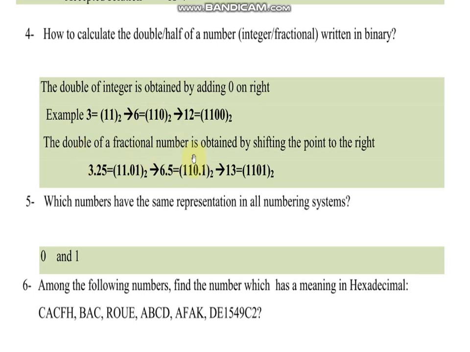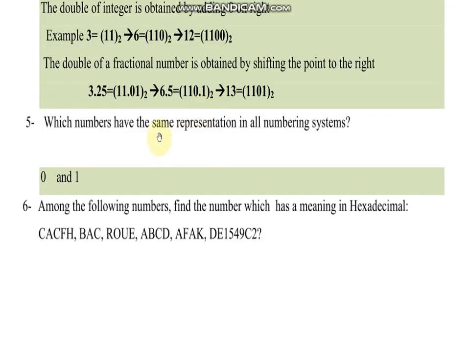For the fractional number, we shift the point to the right. 3.25 is 11.01. We move this point to the right and we get the double, 110.1. The double of 6.5 is 13, so we move the point to the right and we get 1101. And the half is the inverse. We move the point to the left.